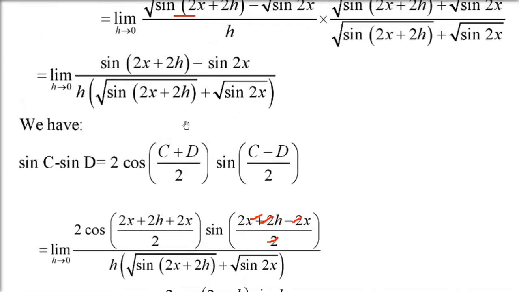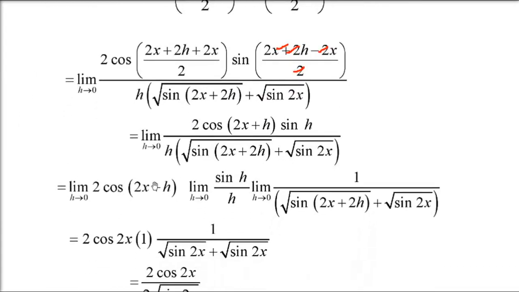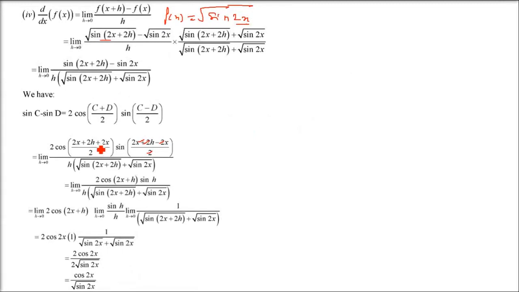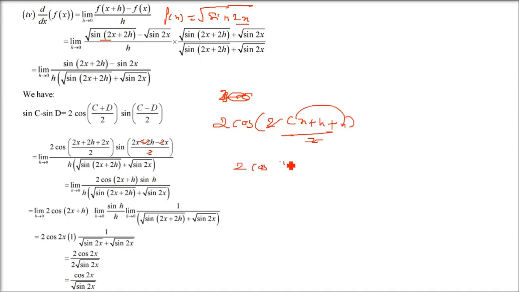Now this h is also 0, put it here, 2x plus 2x is 4x, 4x by 2. So you have 2 cos (2x plus h). Let me show you here, 2x plus 2h plus 2x, so you can just write it as 2 cos (x plus h plus x)/2. So ultimately what do you get? 2 cos (2x plus h). So 2 cos (2x plus h) for this, sin h by h we have already made it as 1, right?